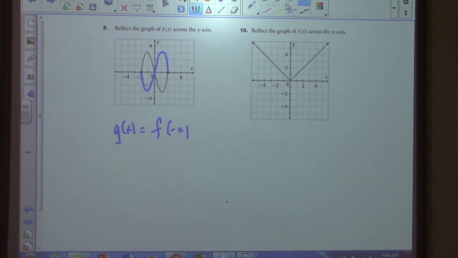And then this one here is going to go like this, right? And so for this one, g of x is equal to, I had like negative f of x, right? Is that what you got? Okay. That's what you got, Jose? All right. Good.